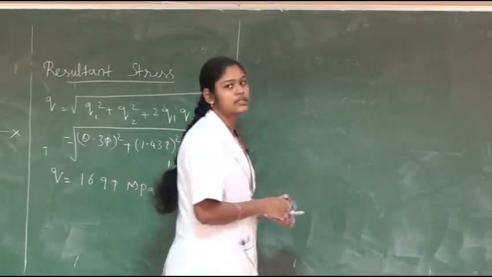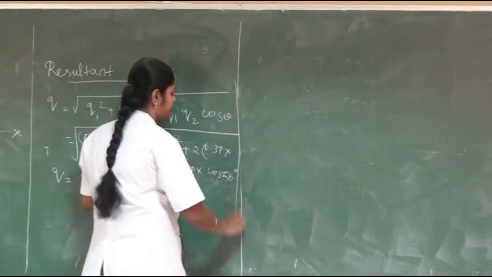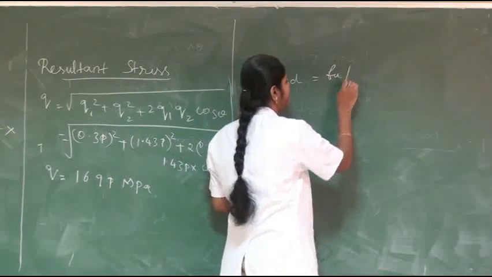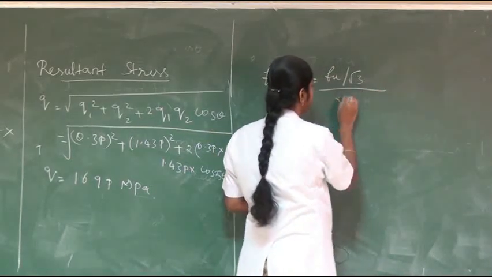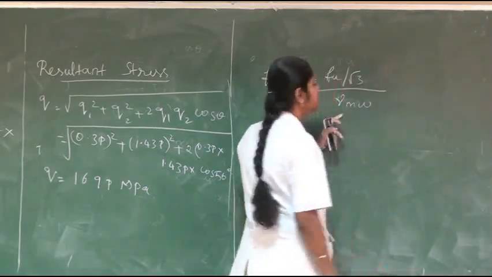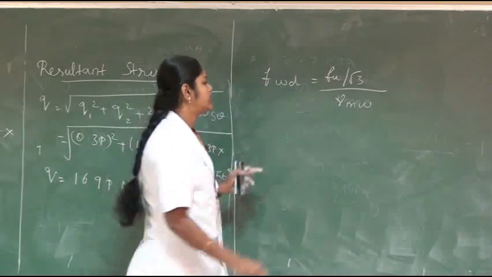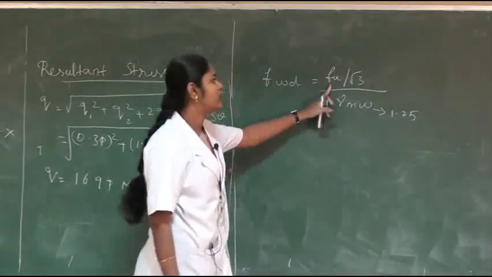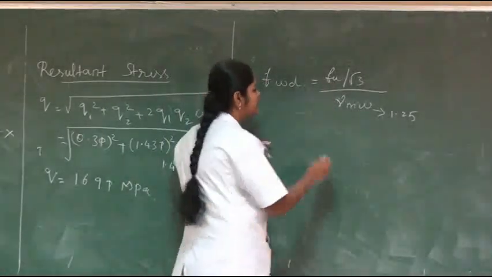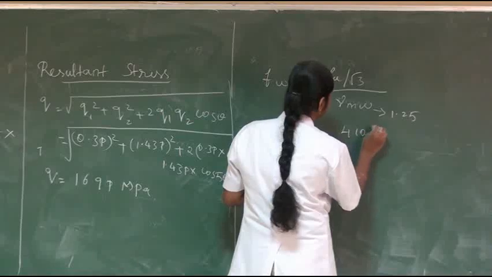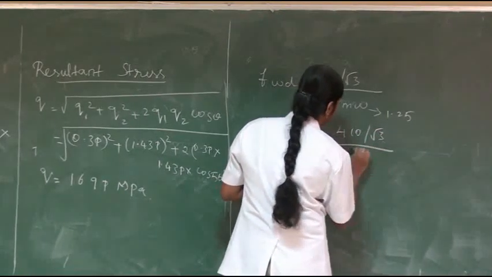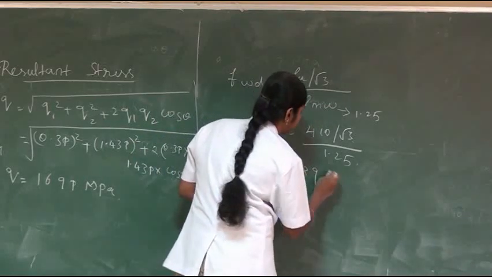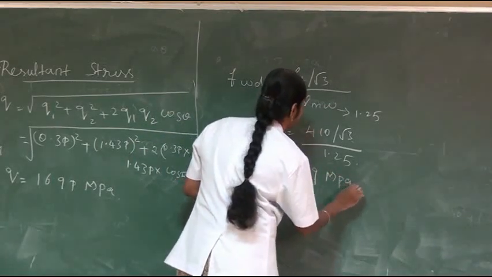Then we have to find the design strength of the weld. For calculating the design strength of the weld, the formula used is FWD is equal to Fu divided by root 3 divided by gamma MW. This is the partial safety factor of the weld, which can be taken as 1.25. Fu we know, this is the ultimate stress of the weld, that is 410 divided by root 3 divided by 1.25. Here we get the answer as 199 megapascal.